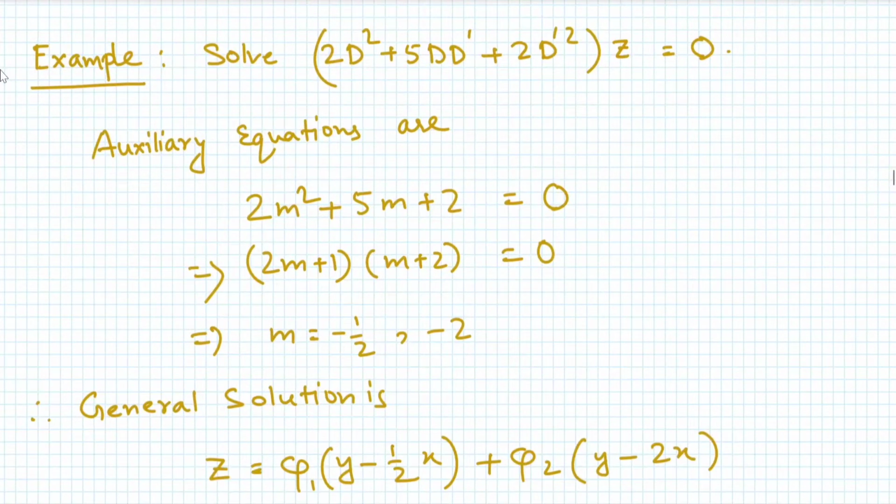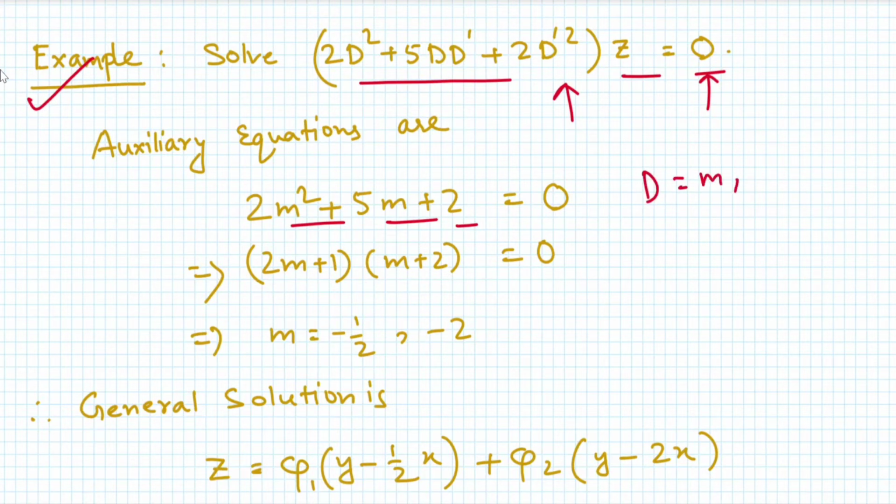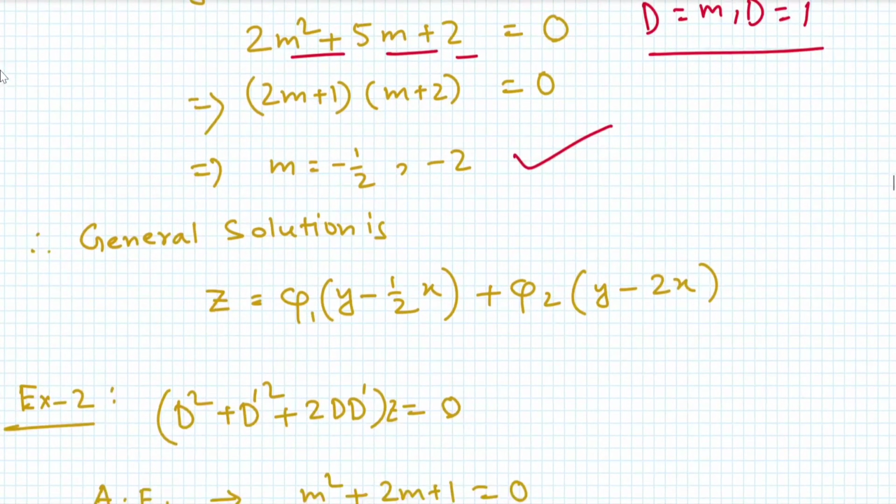Now let us take an example first. Solve this equation: (D² + 5DD' + 2D'²)z = 0. Since the right-hand side is 0, the complementary function gives the complete solution for this equation. The auxiliary equation is 2m² + 5m + 2 = 0, if we put D = m and D' = 1. This gives the roots m = -1/2 and m = -2, which are two distinct roots. Therefore the solution is φ1(y + m1x) + φ2(y + m2x), with these m1 and m2. This gives the general solution.